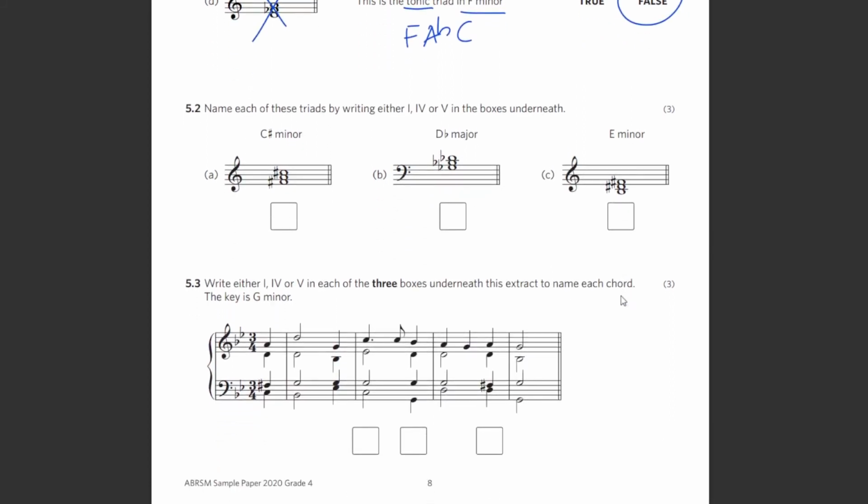Okay, next, you are asked to name each of the triads by writing either 1, 4, or 5 underneath. So this is C sharp minor, C, D, E, F. The lowest note is F sharp. So C, D, E, F, so it's fourth. Okay, next, D flat. The lowest note is G flat. D, E, F, G is fourth again. So this is the fourth chord again.